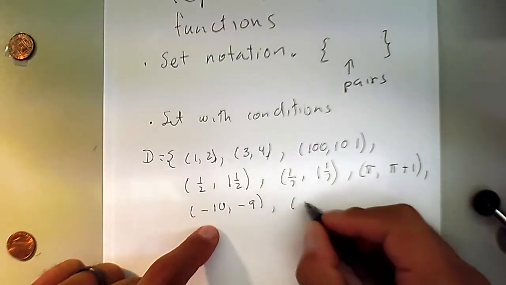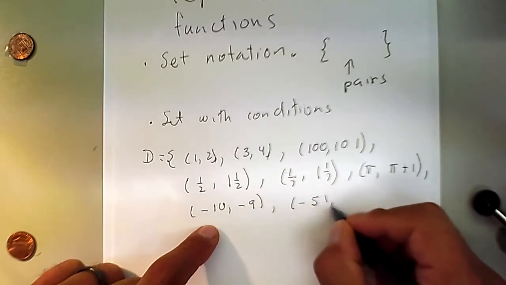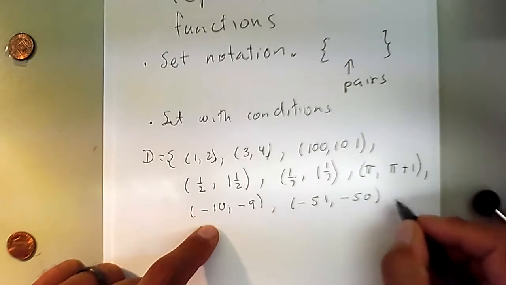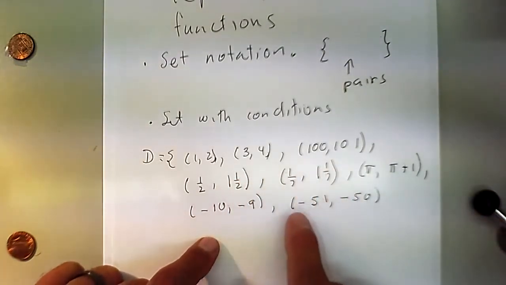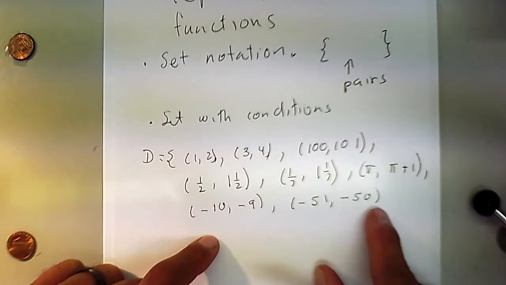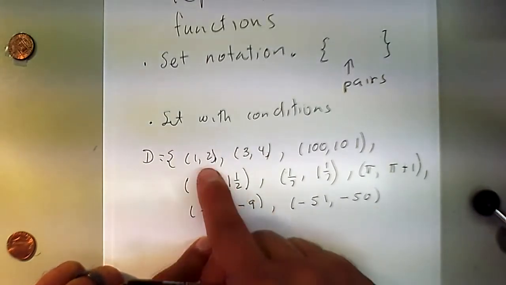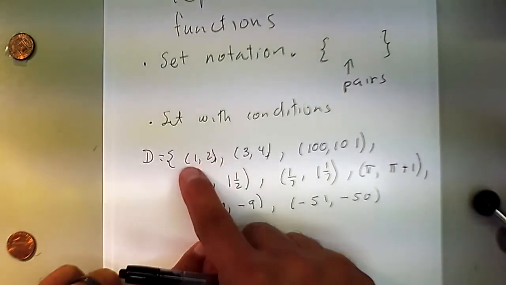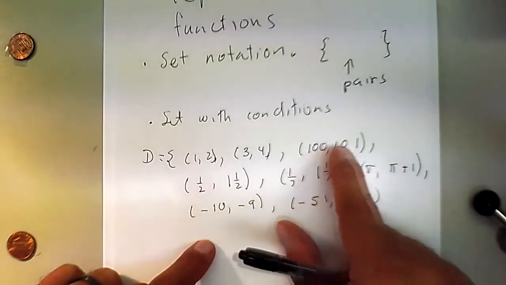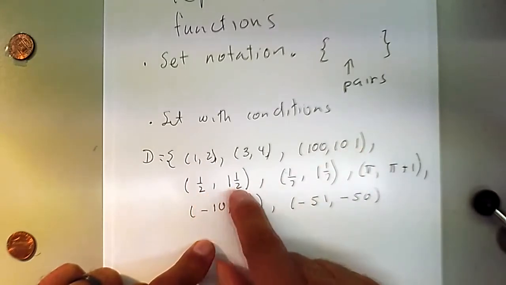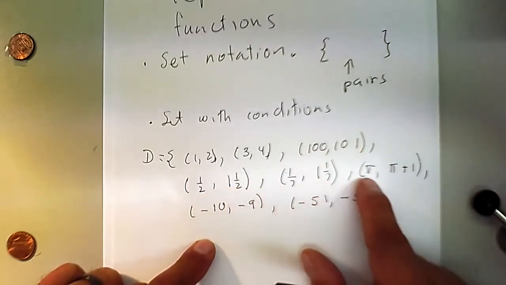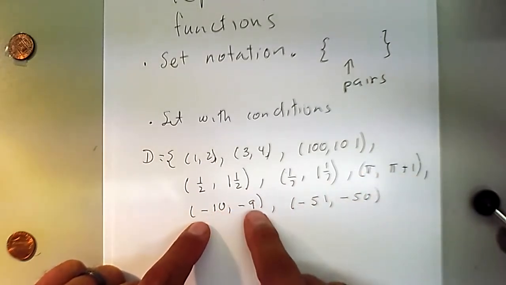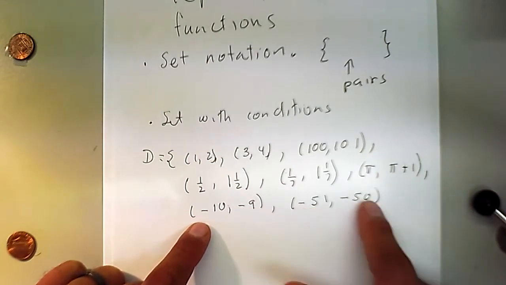-9, for instance. Or you can have -51, -50. Okay, so after a while you start getting the idea. Whatever this number is, the second component has to be one more than that, like 100, 101, a half, 1.5, 1/7, 1 1/7, pi, pi plus 1. One more than -10 is -9. One more than -51 is -50.